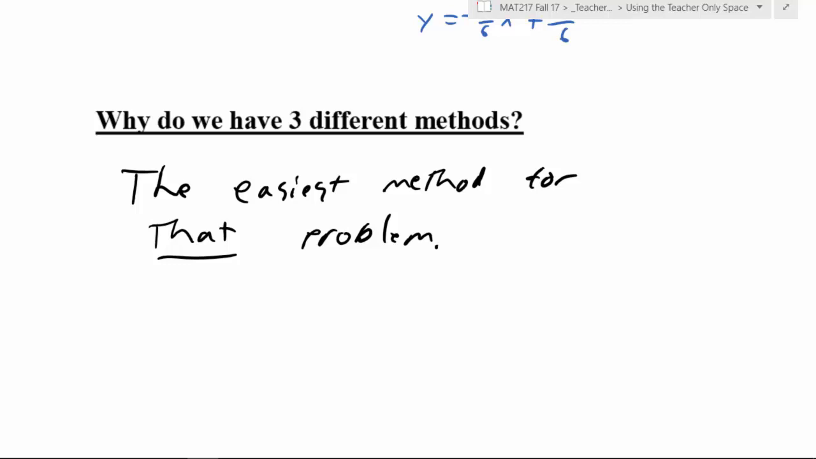As we learn some new methods, I will point out when one is easier than another. But for now, just practice all 3 and understand we're never going to do graphing. Just practice it for your visualization, but we're never going to do graphing.